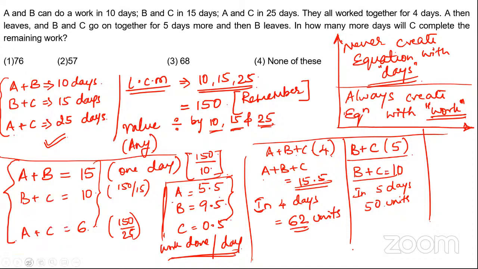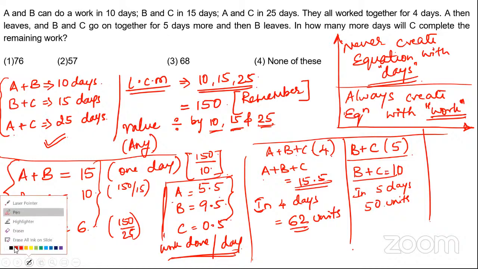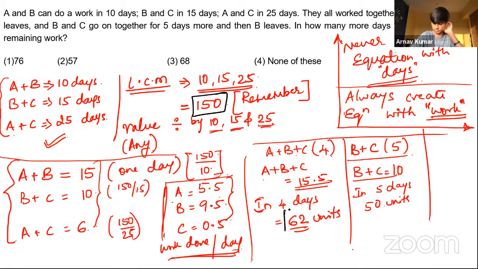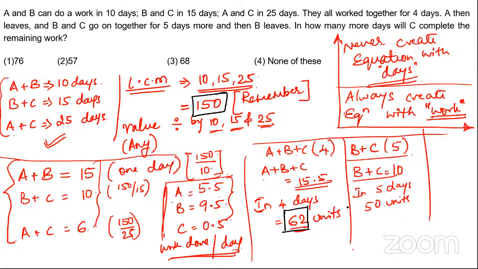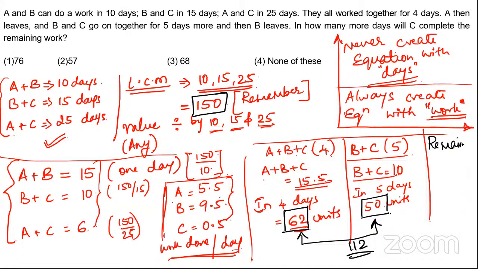What is the total work that you are expecting people to complete? 150. Okay, because that is the work you assumed. Great. How much work have you already completed? 112. 62 units you completed in the first 4 days, and 50 units you completed in the next 5 days. So in total you have already completed 112 units out of 150. So how much is remaining? 38.